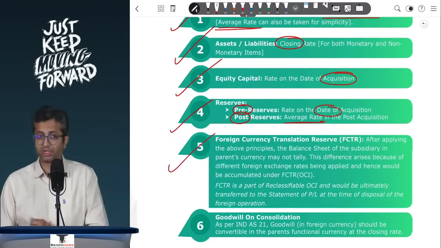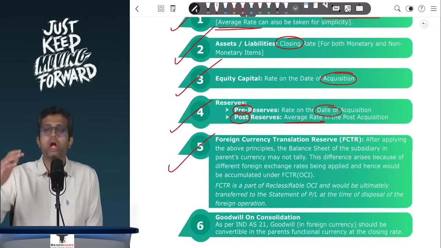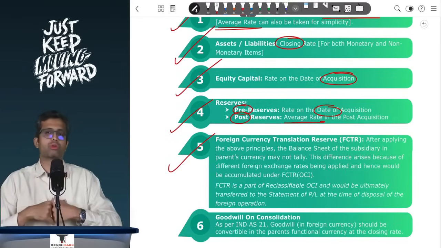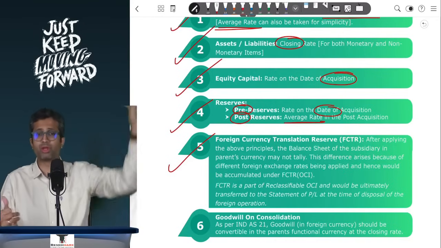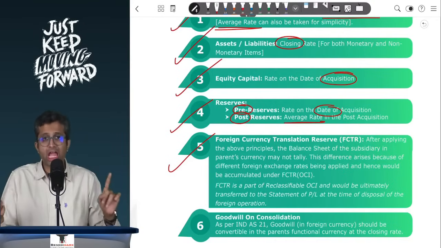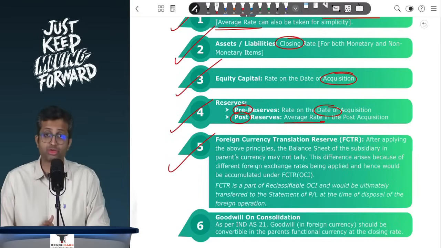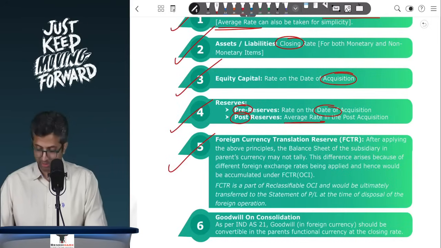And if there's a difference, now how will you calculate this difference? Well, the trial balance or the balance sheet will be tallying in the foreign currency. However, if you multiply something by the average rate, something by the closing rate, something at the rate on date of acquisition, will it tally in rupees? No. And hence the balancing figure over here will be the foreign currency translation reserve, or FCTR, and this FCTR will be a part of a reclassifiable OCI.